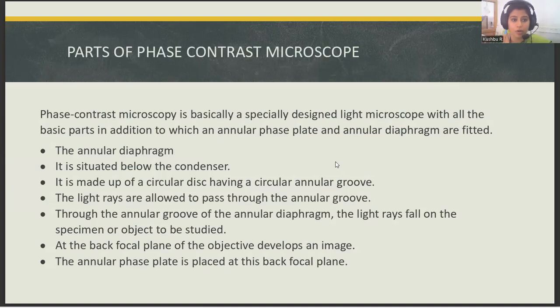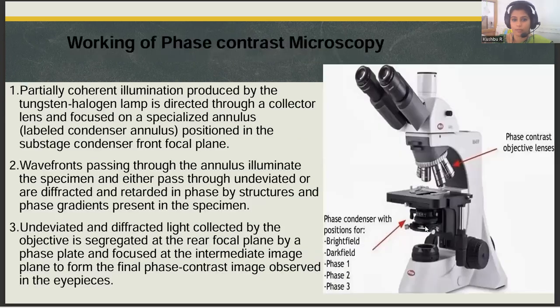These are the parts of your phase contrast microscope, where there is an annular diaphragm. It is situated just below the condenser. It is made up of numerous circular annular grooves that allow the light to pass through it. Through the annular grooves of your annular diaphragm, the light ray from the source enters the condenser and then reaches the specimen. At the back focal plane of your objective lens, the final image is produced. The annular diaphragm has numerous annular grooves that help us to control the intensity of light passing through.